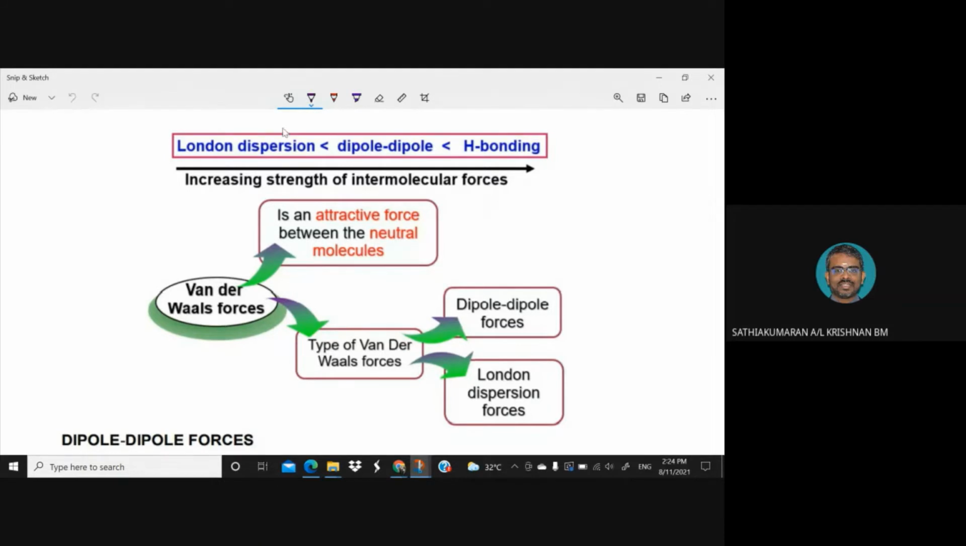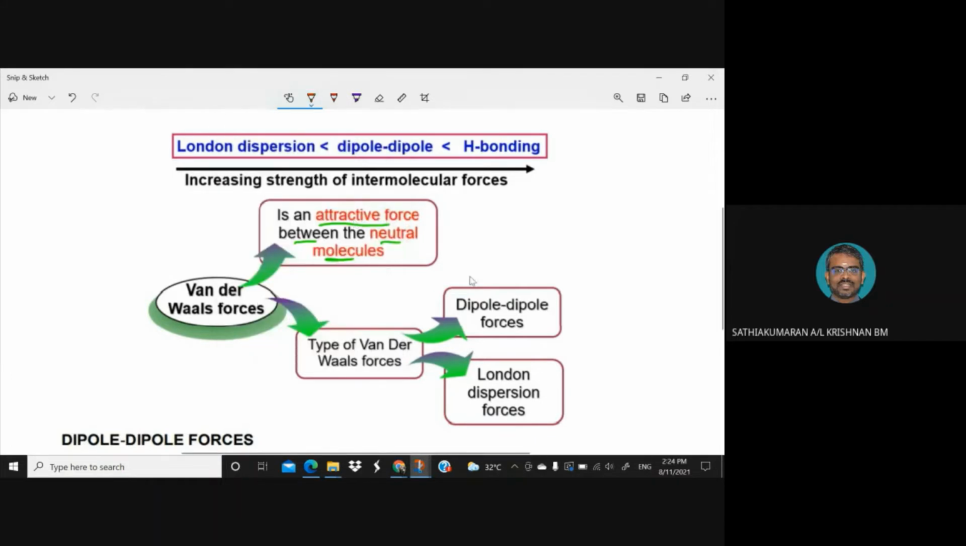Van der Waals forces, I already explained to you the meaning. Attractive forces between molecules, between neutral molecules. That means they do not have any charge. Neutral means no charge. Now we are in van der Waals forces. Van der Waals forces have two types: one is dipole forces, another one is London dispersion forces.